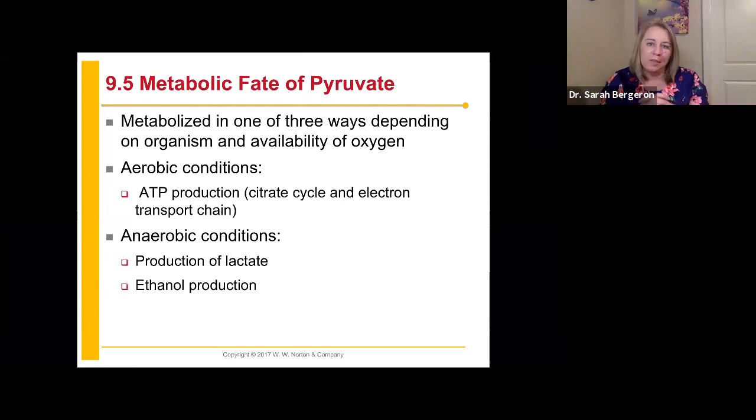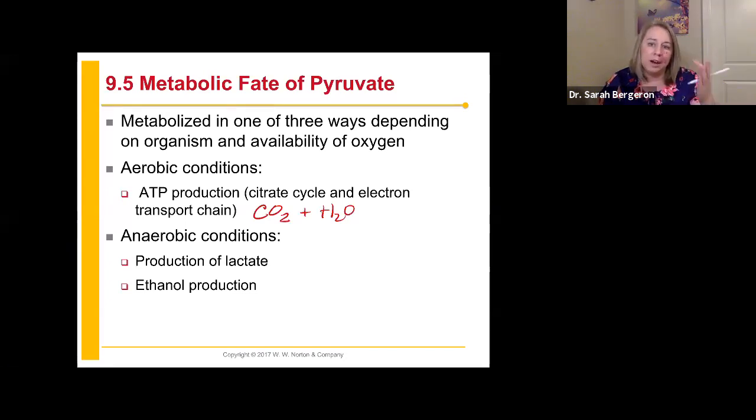So you can have aerobic conditions. Under aerobic conditions, you're going to go on and you're going to make ATP. You're going to go through the citrate cycle. You're going to go through the electron transport chain, and you're eventually going to make CO2 and H2O, right?